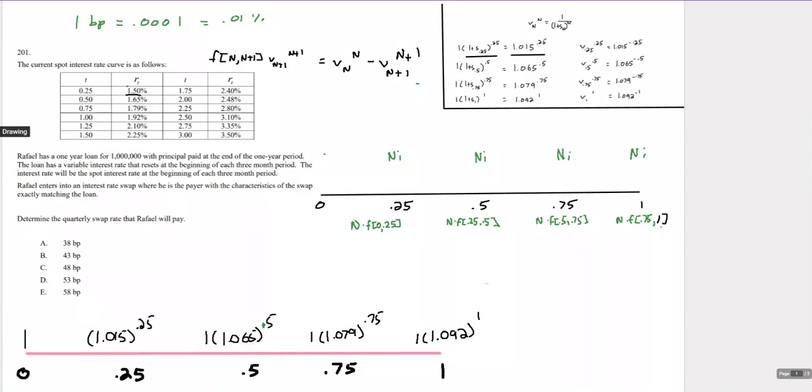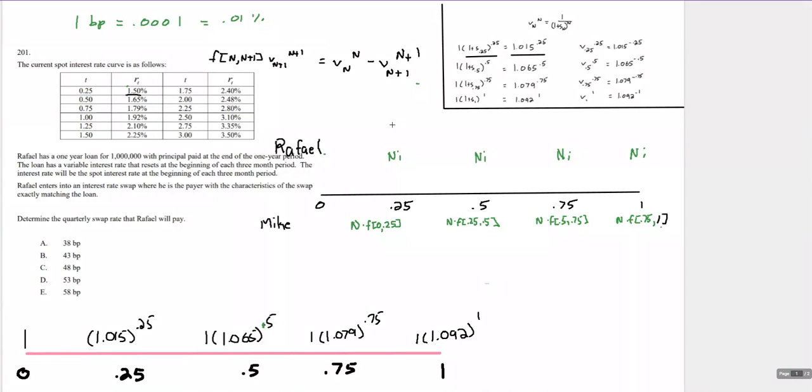Remember, in any interest rate swap, there's going to be a payer and a receiver. So it tells us Raphael is the payer. So Raphael is paying this much. And then whoever else is, we call it Mike, is paying the variable rate. And it says it's going to pay the principal at the end of the 1-year period. So the notional amount is going to be common each time.